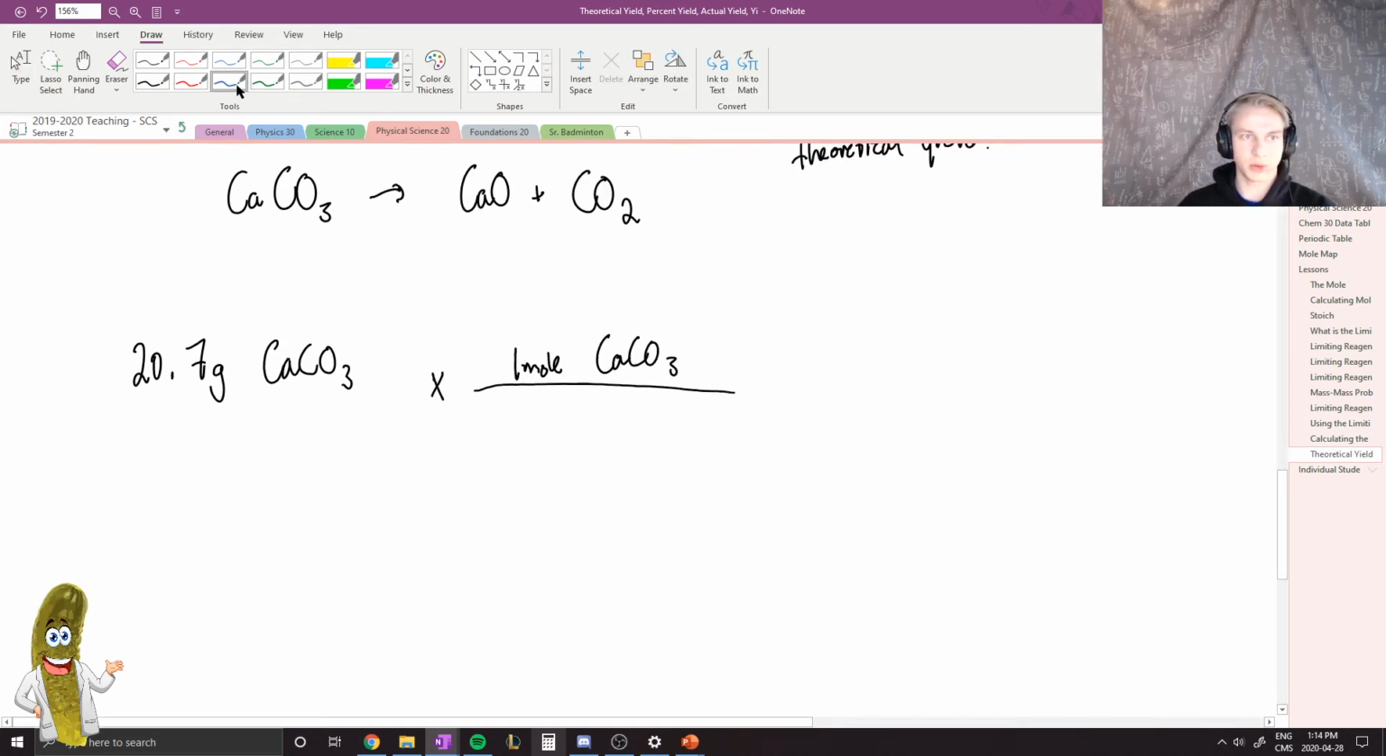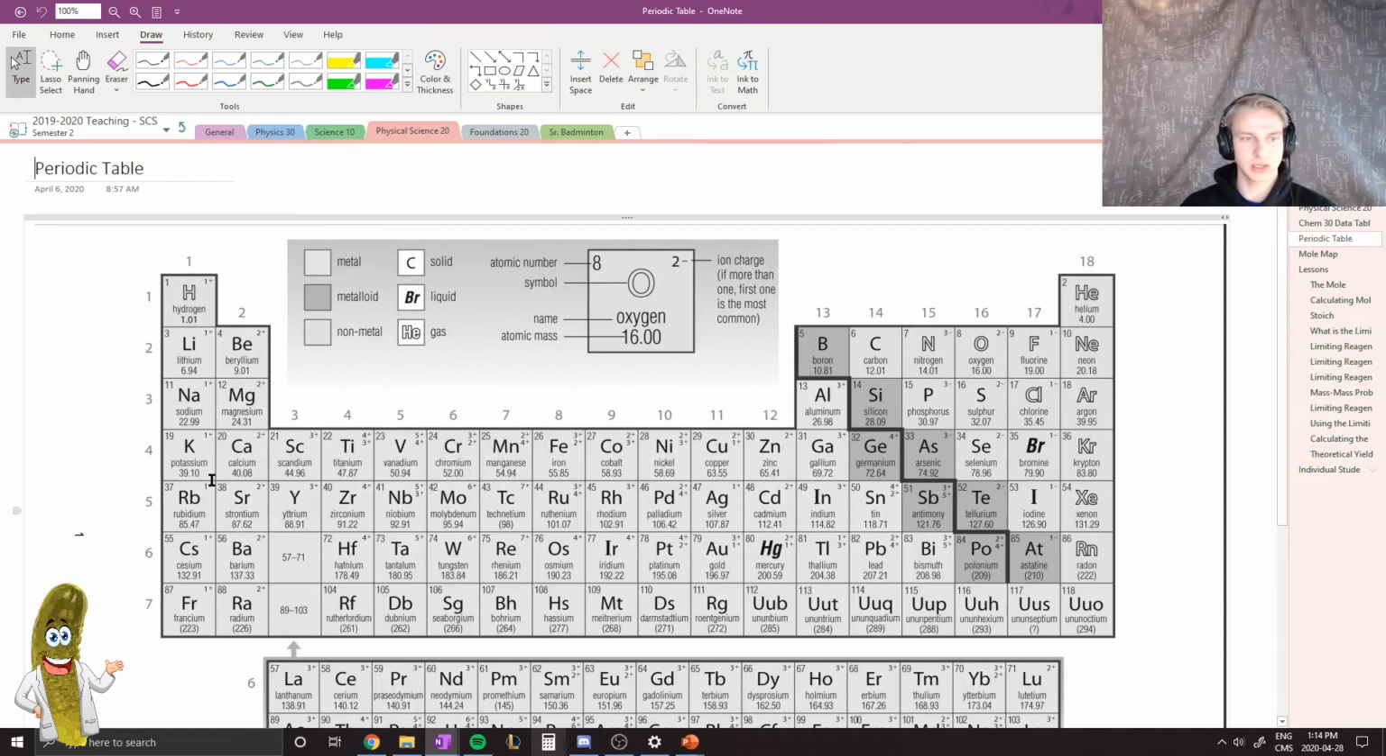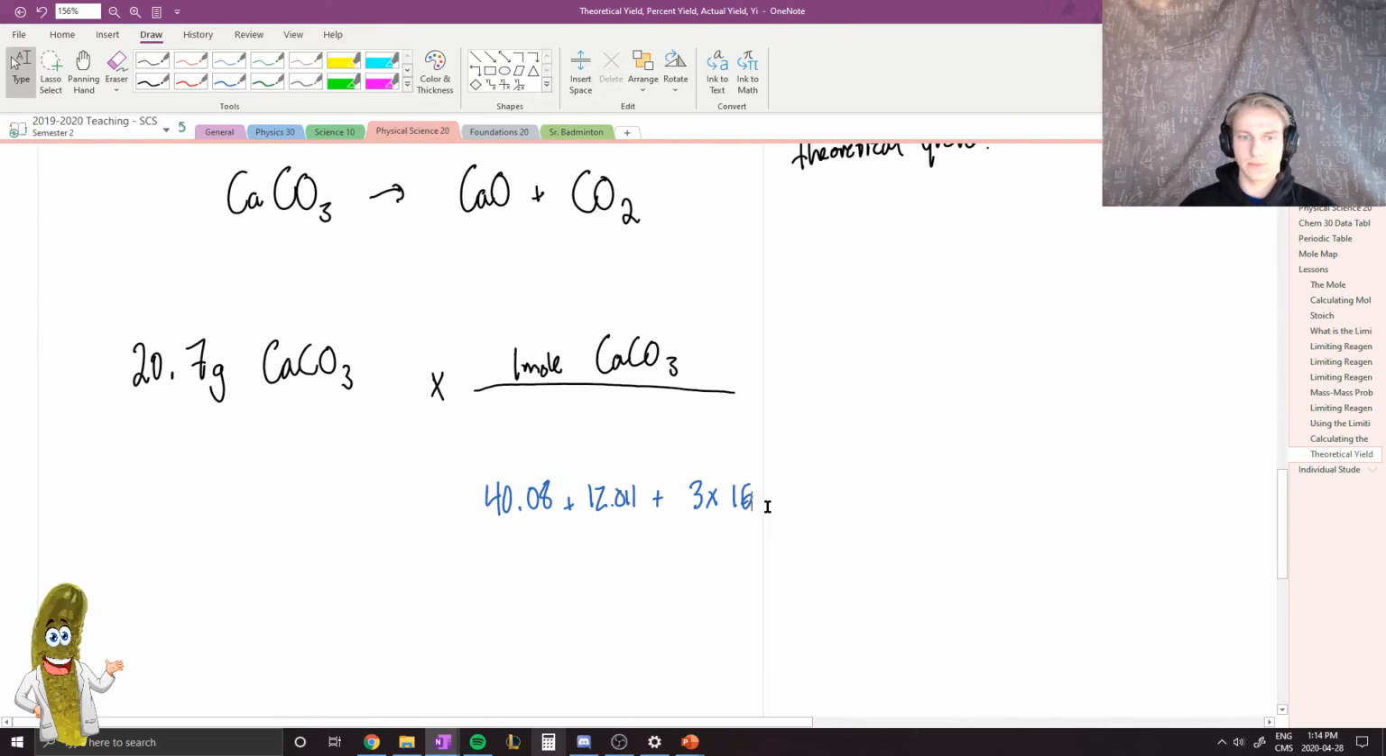In terms of figuring out the molar mass, calcium has a mass, I believe it's 40.08. Carbon has a mass of 12.011. And oxygen has a mass of 15.999 or 16. Let's just check calcium. So that total molar mass there should equal 100.09 grams of CaCO3.